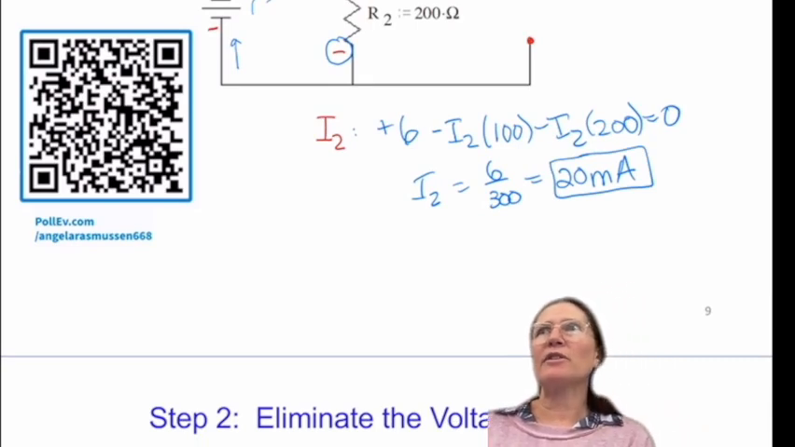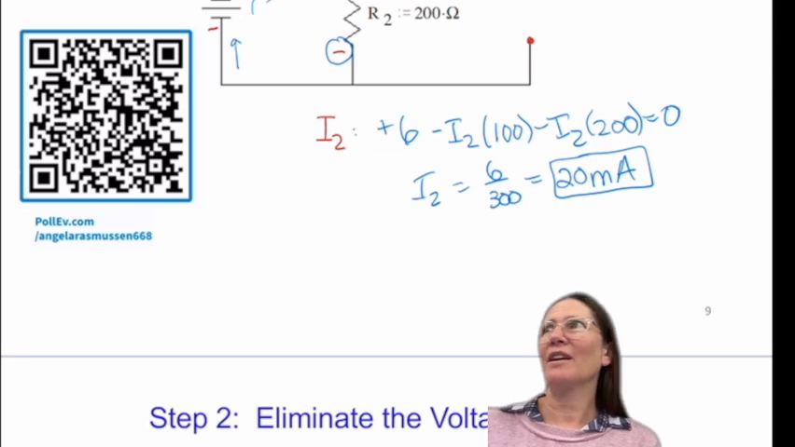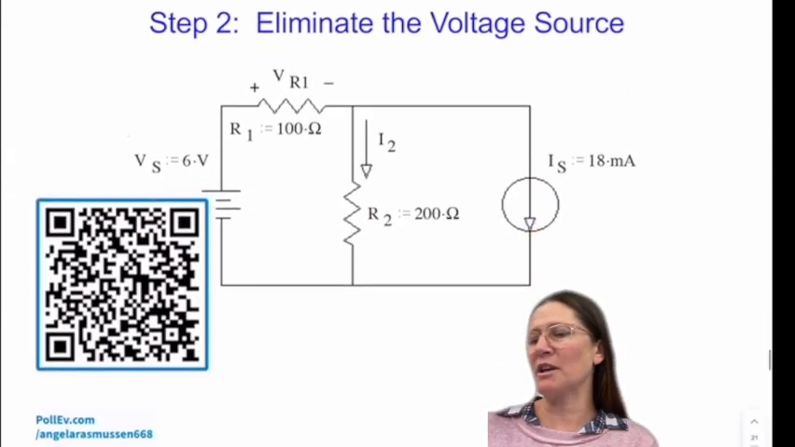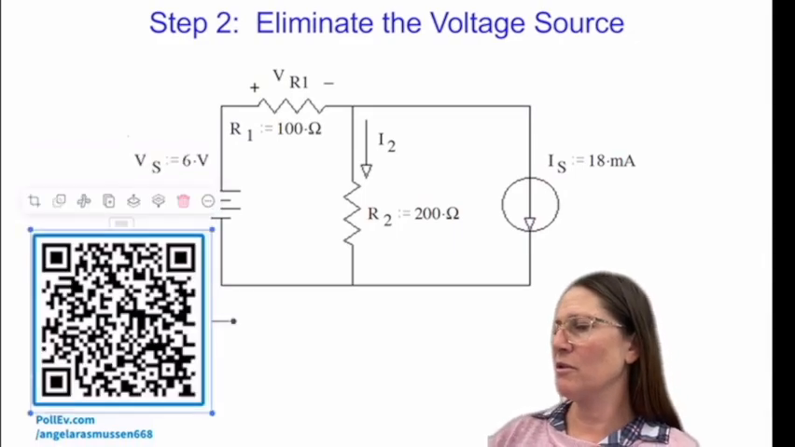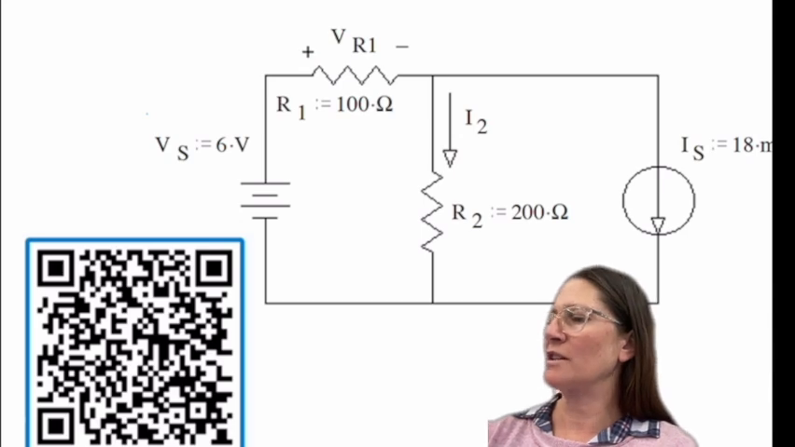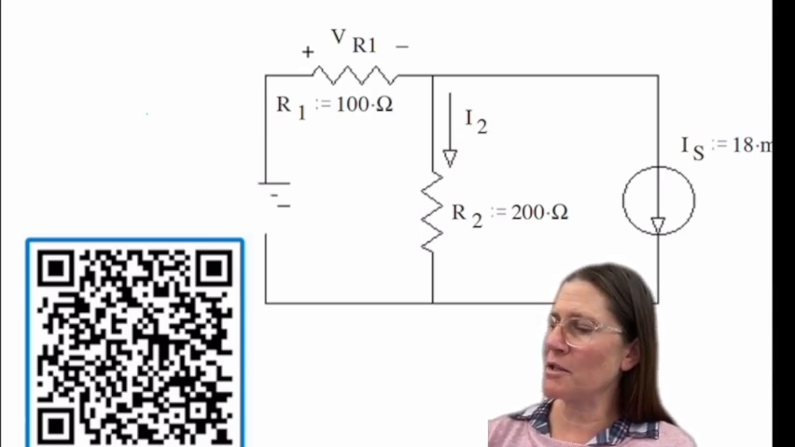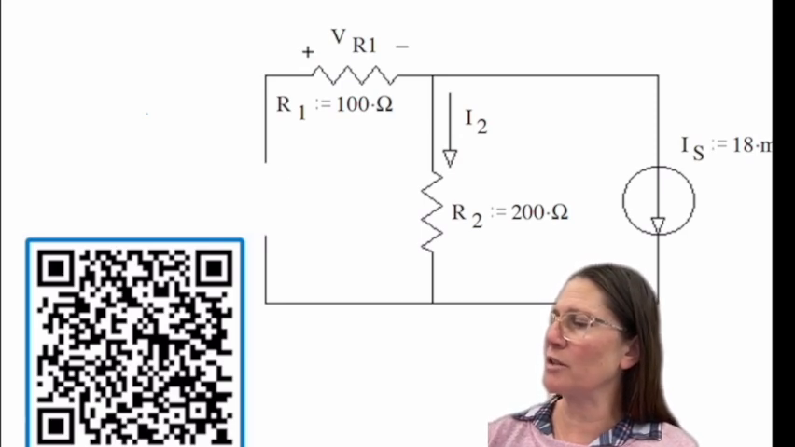Okay, questions about this one? Okay, so now we're going to eliminate the voltage source. What do we do to the voltage source? Correct, it will be a wire. So we're going to remove it and put a wire in there instead.